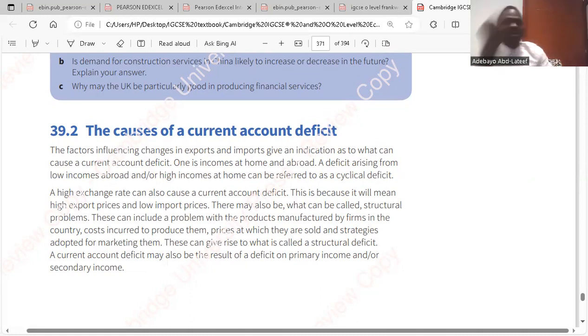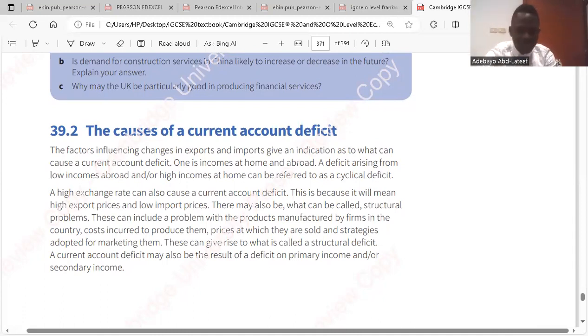They will do more imports than exports. As a result, exports will be reducing because there's no income from abroad that would make them buy. There's no one going to buy. So it's cyclical. That's what we call a cyclical deficit. Import is increasing, but export is not.